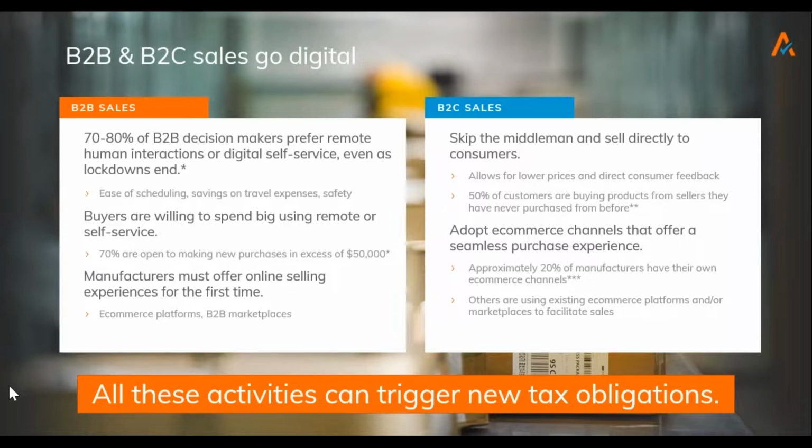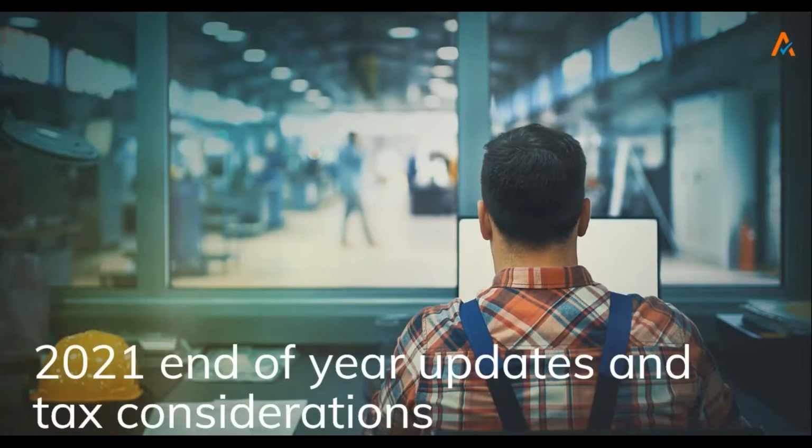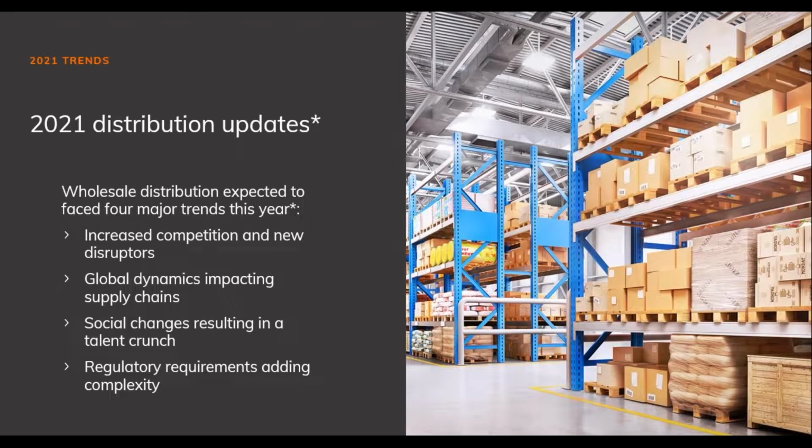We have to figure out how we're going to handle our tax obligations in all these different channels of sales. And we can't expect our staff to understand this. And this is where, of course, automation and good partnership comes in. So looking at 2021, you probably already know this because we hear this in the news every day, but on wholesale distribution, competition has increased greatly. There's new disruptors, there's global dynamics, there's a global supply chain we now have to think about. There are social changes, and employees wanted to work from home, travel less, not go out, not go on site, or maybe not even available. And then of course, there's lots of regulatory requirements.